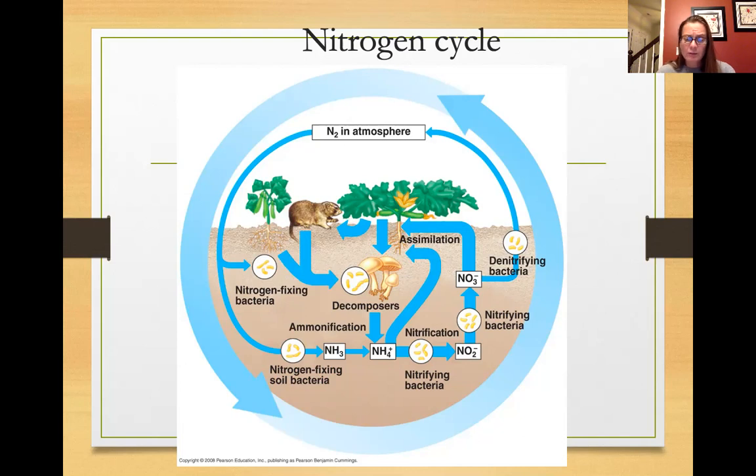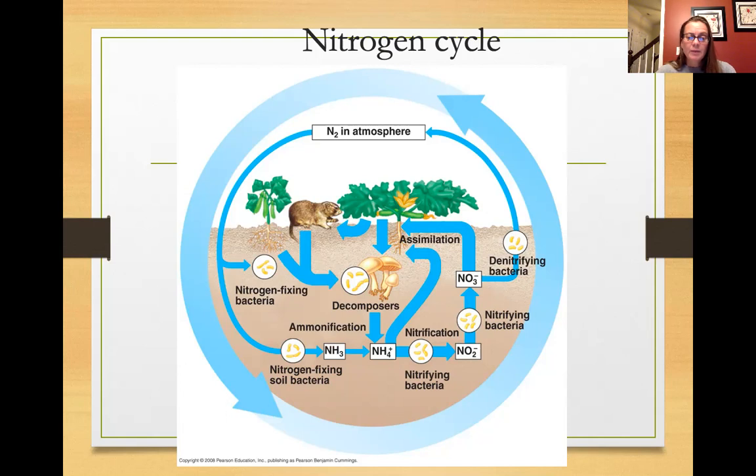Okay, so the next step, once we have the ammonia or the ammonium ion, is a process called nitrification. And nitrification is performed by nitrifying bacteria. They use oxygen in the soil to transform that ammonia or ammonium into nitrates and nitrites. Now the nitrogen is in a form that plants and other primary producers can take up and use to build their own building blocks. And that process, the uptake of these nitrates and nitrites, is called assimilation.